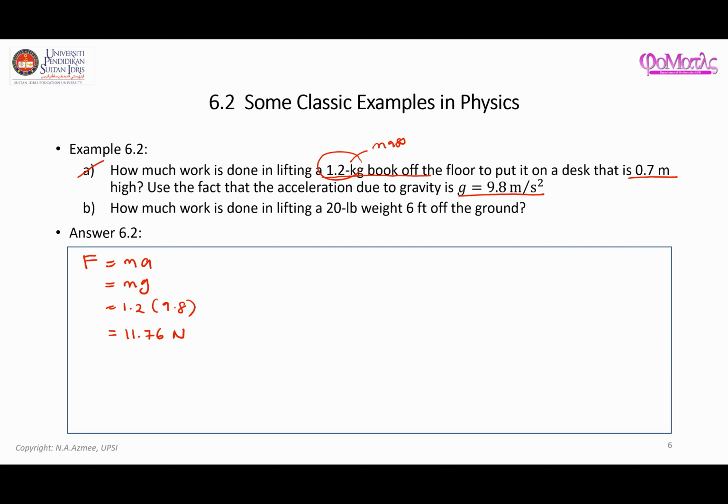And using this result, we can then find the work. So work is force times the distance. The distance is 0.7 meter. You are moving the book from the ground, from the floor, up to 0.7 meter high. So force is 11.76 times the distance, which is in meter, 0.7.